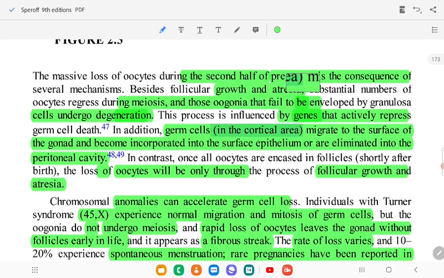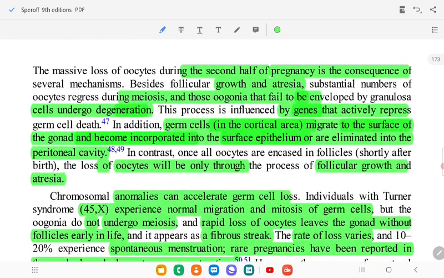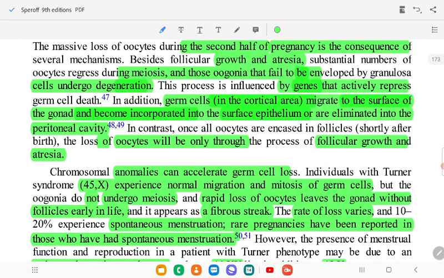In addition, germ cells in the cortical area migrate to the surface of the gonad and become incorporated into the surface epithelium or into the peritoneum. They may be incorporated into the surface epithelium, or they may be eliminated into the peritoneal cavity. In contrast, once all oocytes are enclosed in follicles shortly after birth, loss of oocytes occurs only through the process of follicular growth and atresia.